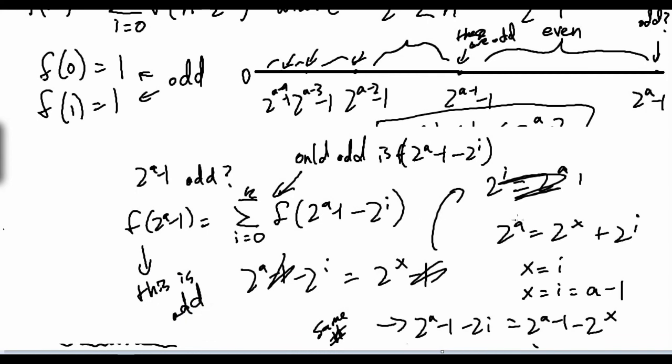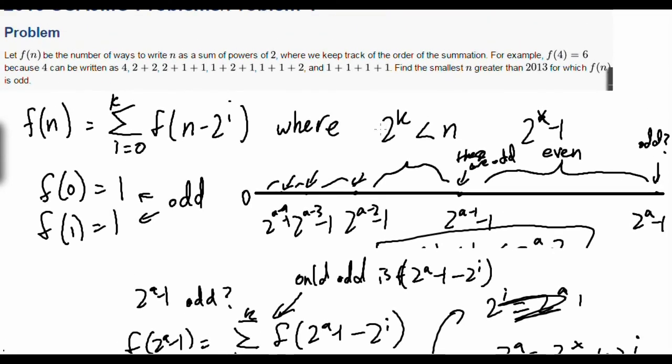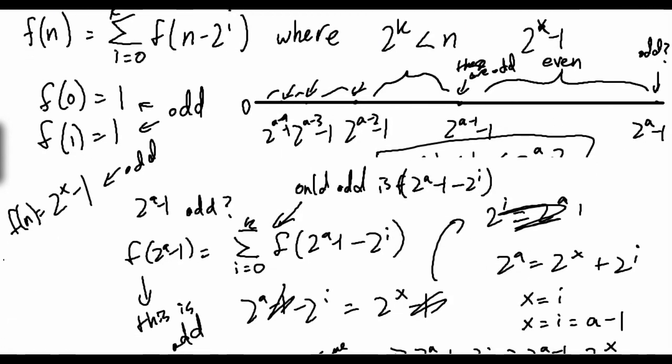We've proven that the only numbers which can be odd in this sequence are in the form 2 to the x minus 1. All right, we've proven it. We've written a giant paper. Now let's find the answer.